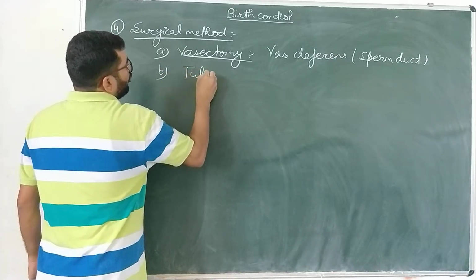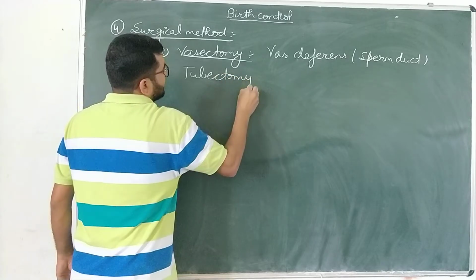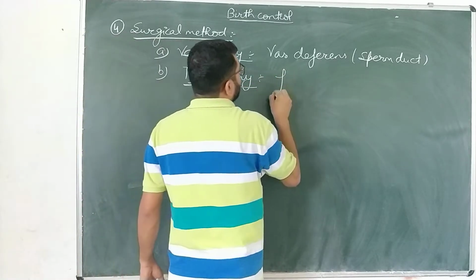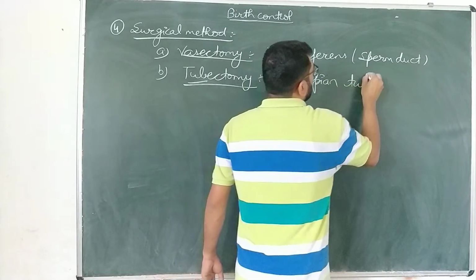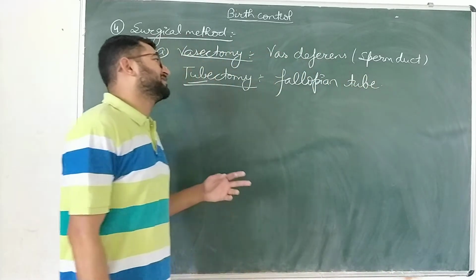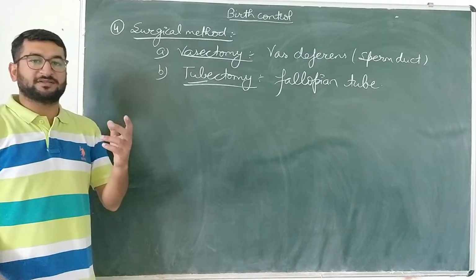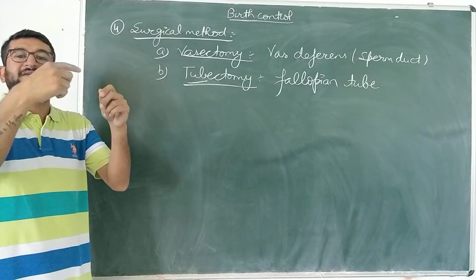Second, tubectomy. As its name indicates, tube means fallopian tube. In this method, the fallopian tube is ligated and cut down. Fallopian tube को कट करते हैं बच्चे और फोल्ड करके लाइगेट कर देते हैं.